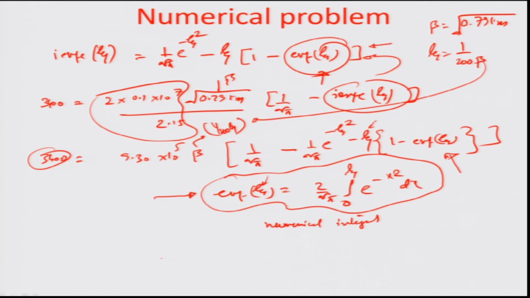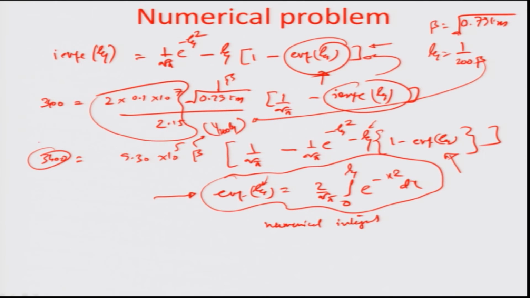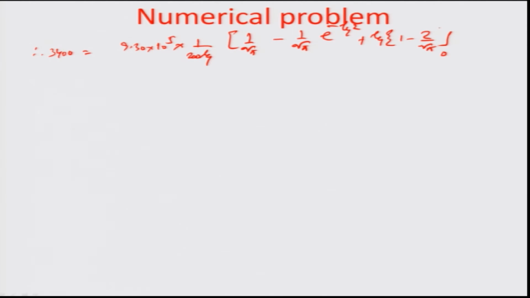If we do it like this by looking at the expression in the table, it so happens that corresponding to a zeta value of around 0.5, somewhere between this and this, we would like to have, if we wanted to outlay this expression once more, 3400 equals 9.30 × 10^5 times 1 by 200 zeta times 1 by root pi minus 1 by root pi e to the power of minus zeta square plus zeta times (1 minus twice by root pi integral 0 to zeta e to the power of minus zeta square d zeta).